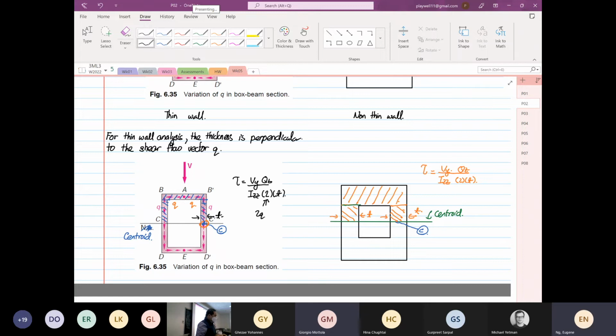Okay. Now, let's look at I-beam now. Okay, let's look at I-beam. You're okay? Any question from online or face-to-face? Anyone, any question?